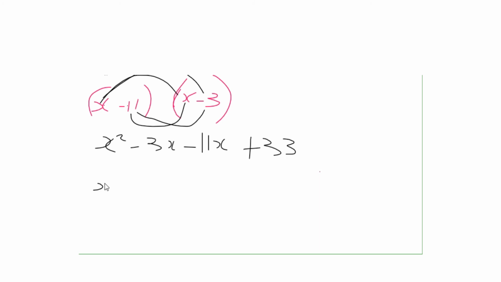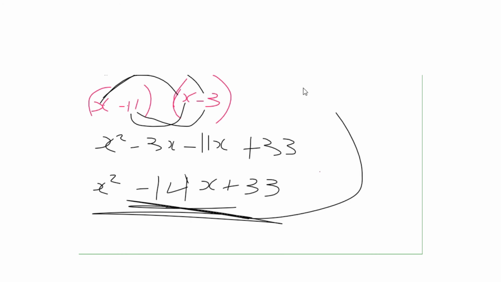So we're going to simplify it. So we have x squared, minus 11x and minus 3x gives us minus 14x, plus 33, and that's our answer. Work this, get back this.